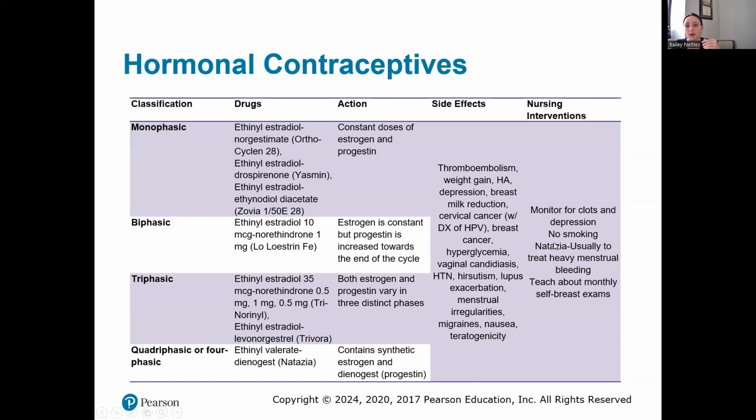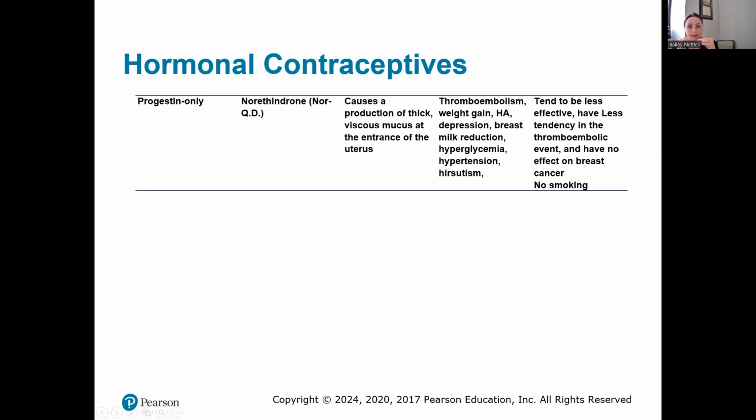Okay. All right. So progestin only. This is so it doesn't have any estrogen. There's only one of them. It's norethindrone. Okay. It causes a thick, viscous mucus at the entrance of the uterus. So right above the cervix it's going to create this thick mucus so that the sperm can't get through, and then it won't implant. Okay.